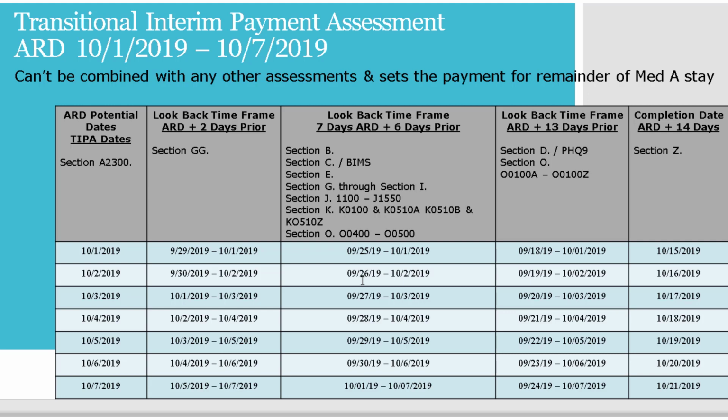The look-back time frame for Section B, Section C, Section E, Section G through Section I, Section J 1100 through J 1500, and Section K 0100 and K 0510A through K 0510Z, and Section O 0400 through 0500 have a 7-day look-back time frame. So that's going to be your ARD plus 6 days prior.